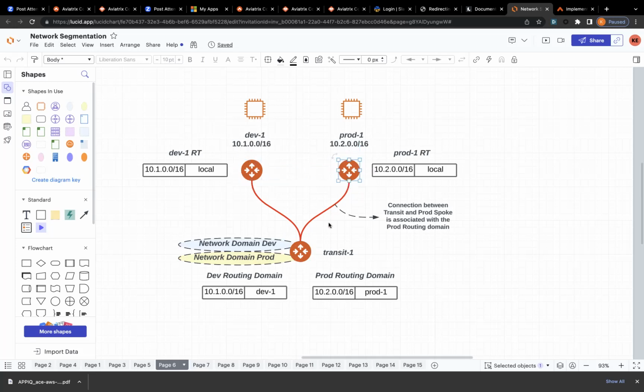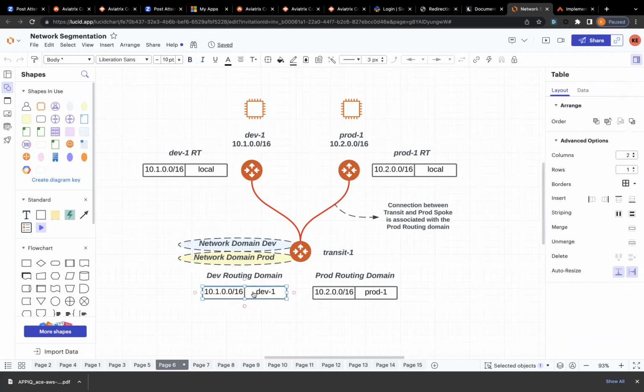So prod1 is attached to the transit, but we also say, you know what, we want prod1 to be associated with the prod routing table. This way, what will happen is 10.2 will only show up in the prod routing table. So now on the transit, instead of having a single routing table, you have two routing tables, where each routing table corresponds to a network domain. And similarly, dev1, after you attach it to the transit, you associate it with the network domain dev. So you have the routing table again on the transit, it only has 10.1.